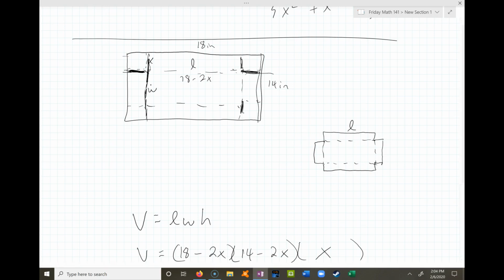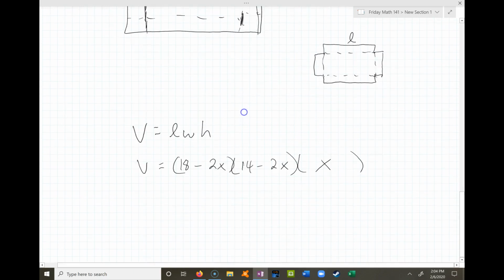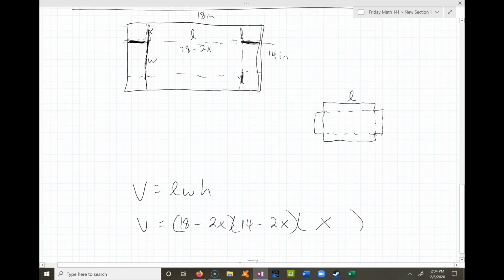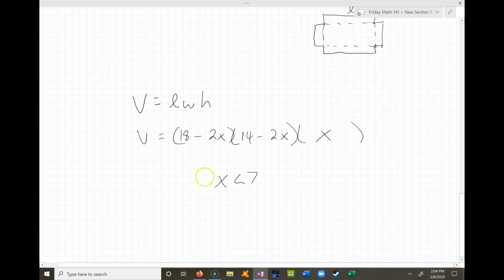So the biggest my cut could be is, well, it can't be 7 inches or any more than that. So it has to be less than 7 inches. So we'd say that x has to be less than 7 inches. But also x has to at least be bigger than 0, because again, if I don't cut at all, there won't be any flaps to turn up. So that means x has to be bigger than 0.